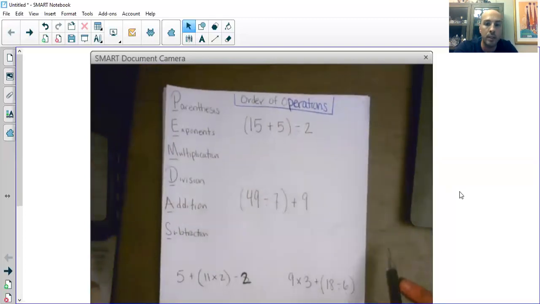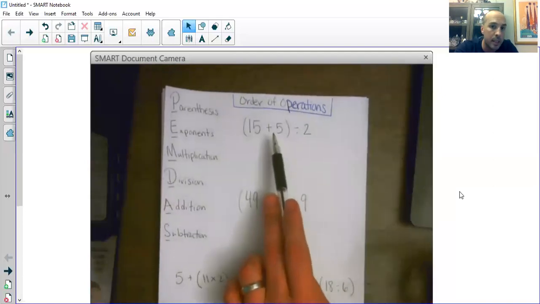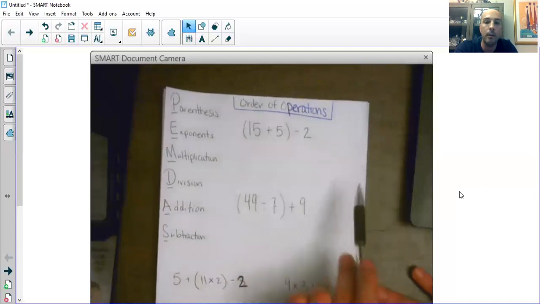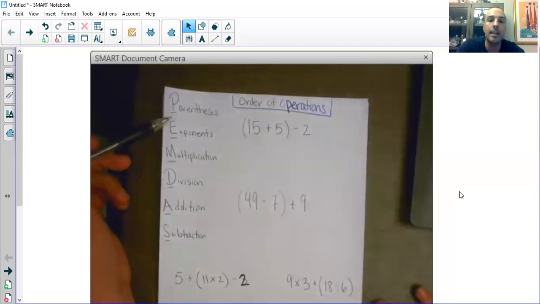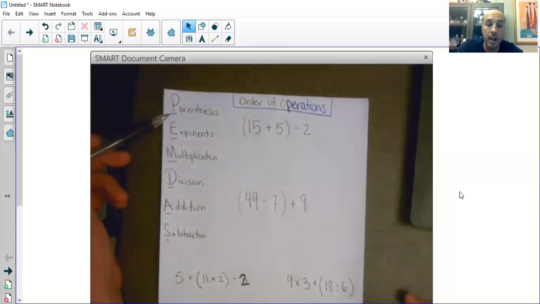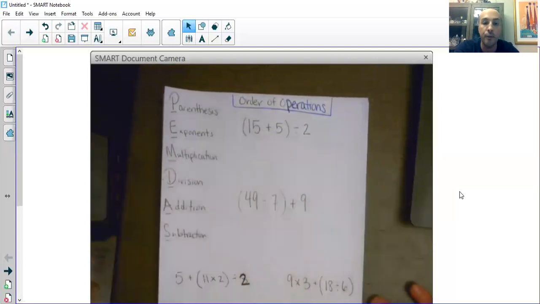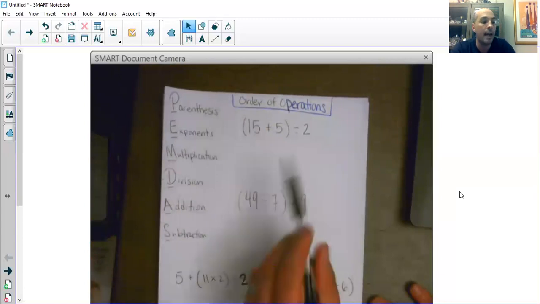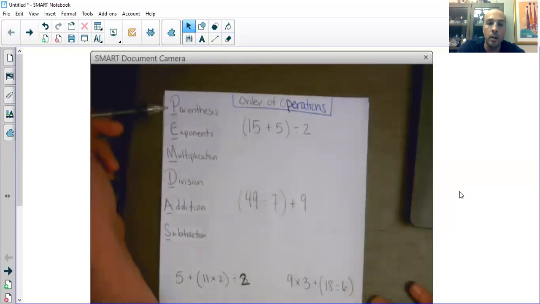So let's do the first one together. If I have the equation 15 plus 5 in parentheses divided by 2, how would I solve that? How would I know what to do first? Well, the order of operations tells me what to do first. Parentheses is always first. That means that anything that's in parentheses is always solved first, no matter what. So I'm going to do 15 plus 5 first instead of anything else divided by 2, because parentheses is the first operation in the order of operations.